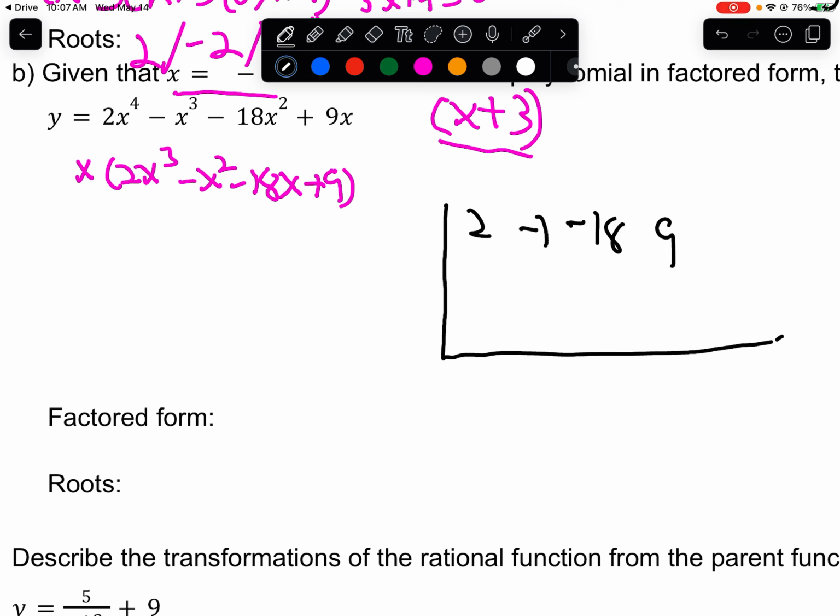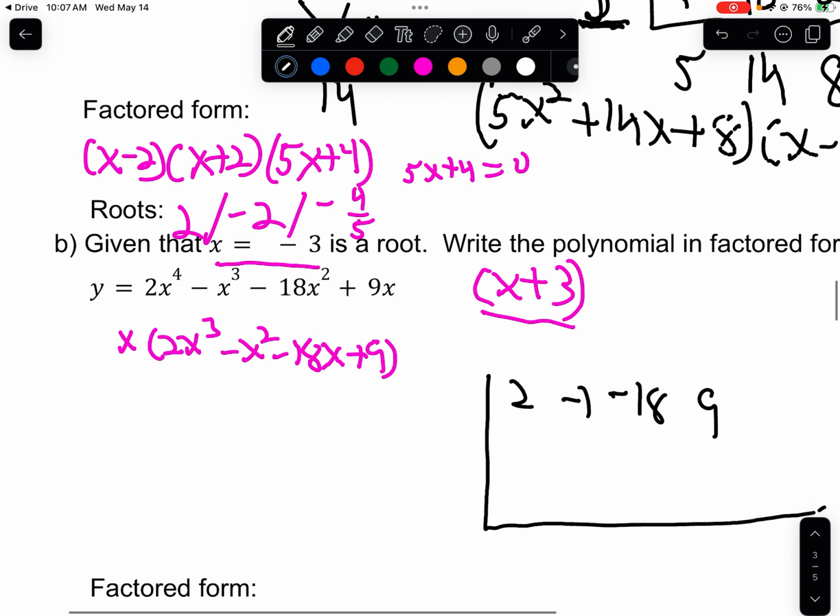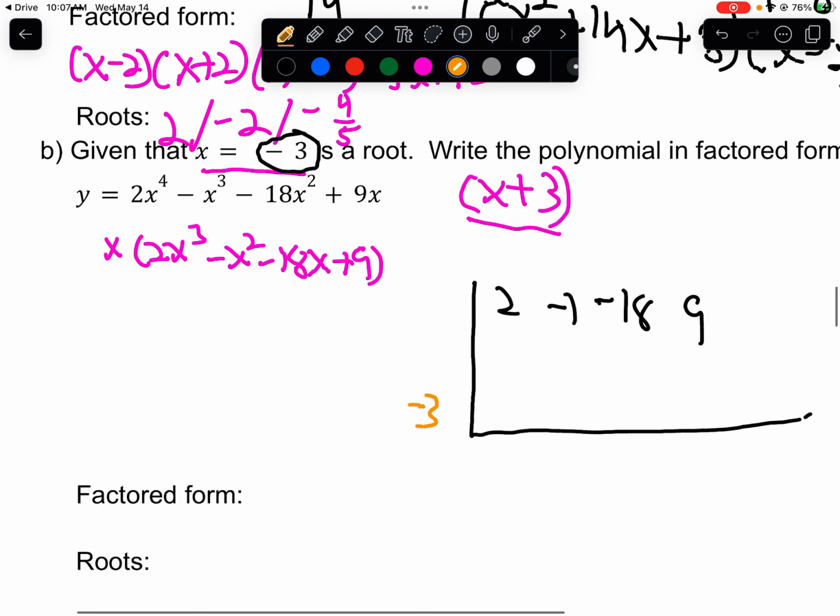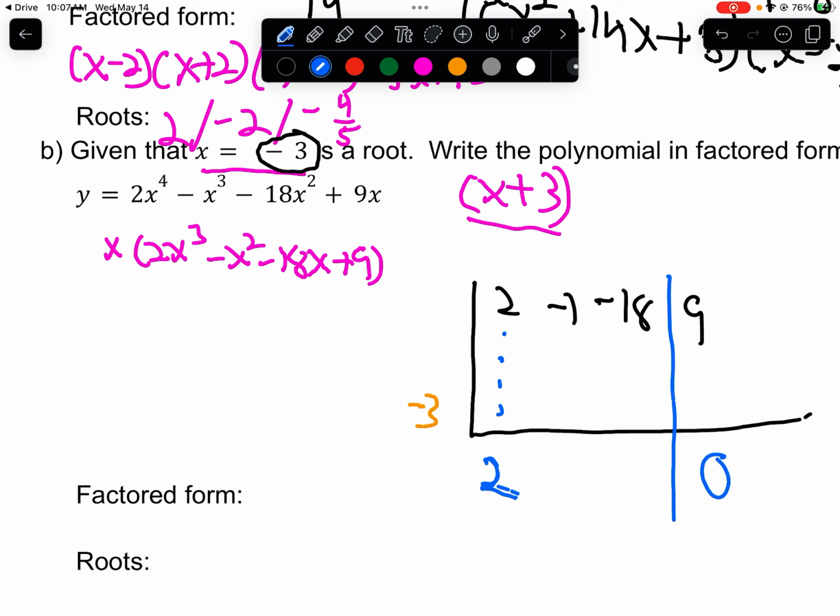And then since we're dividing by x plus 3, or since they told us the root is negative 3, we put that negative 3 over here. And then it's just a process of dropping and multiplying. Because we know at the very tail end, we should get 0. We better get 0 or there's an issue. Either we messed up with our division or x equals -3 is not a root of that polynomial.